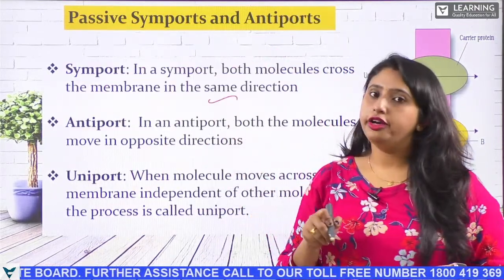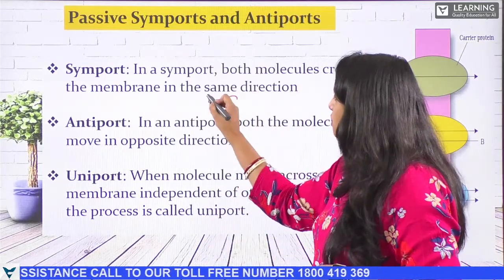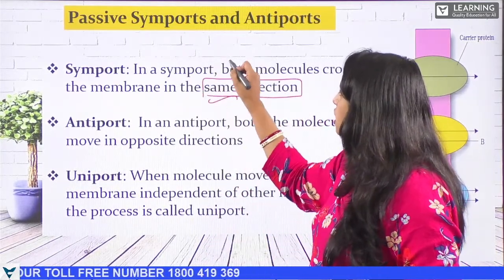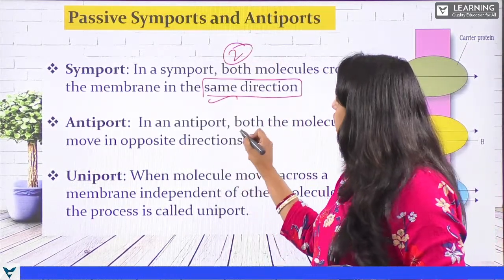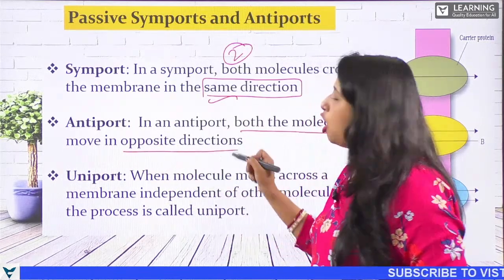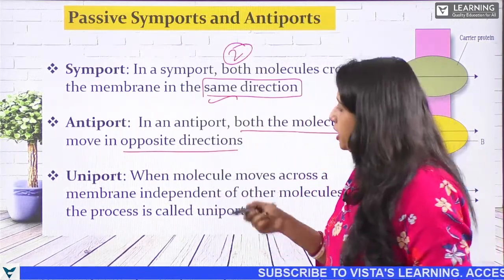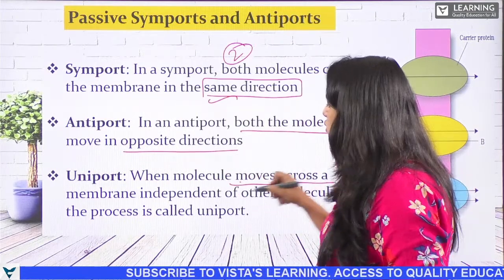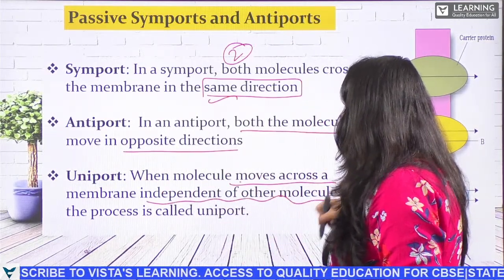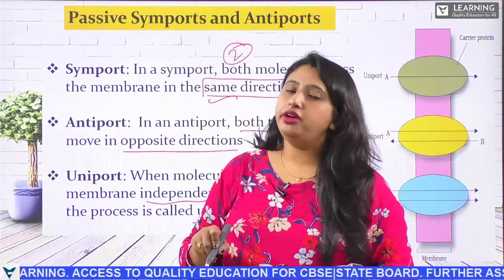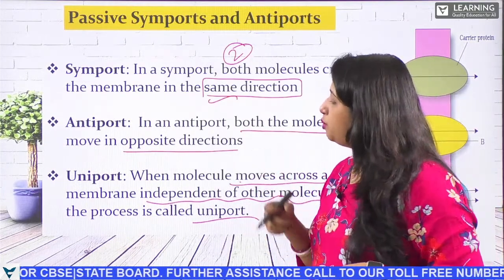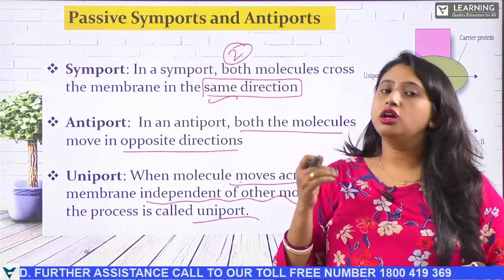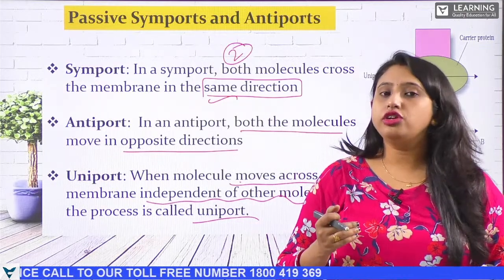You can note down the definitions. Symport means the same direction, both molecules, two molecules, will be transported. Antiport means both the molecules move in opposite directions. Clear? Next, uniport means a molecule moves across the membrane independent of other molecules. It can move independently. So these are the three ports, the three ways by which molecules are transported.